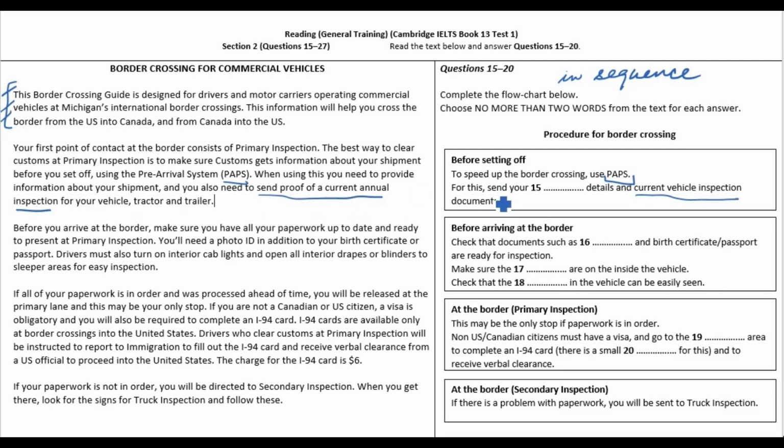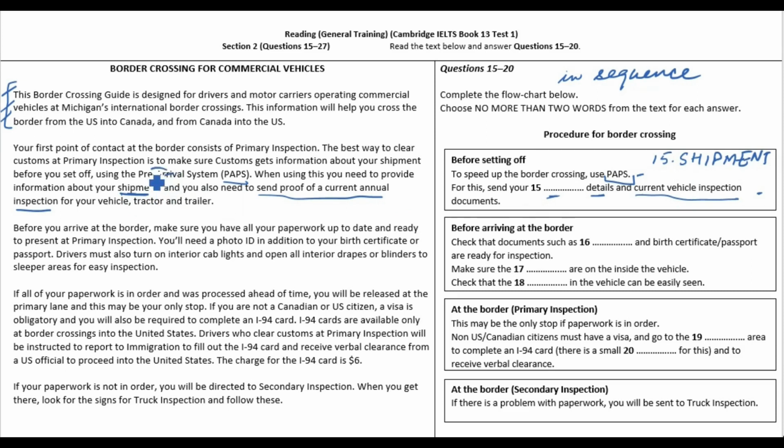I'll go back again. We have to send 2 things. One is the inspection documents. What's the other one? I'll read this again. When using this, you need to provide information about your shipment. So information is details. The answer here is shipment. And this is where I got my answer from.